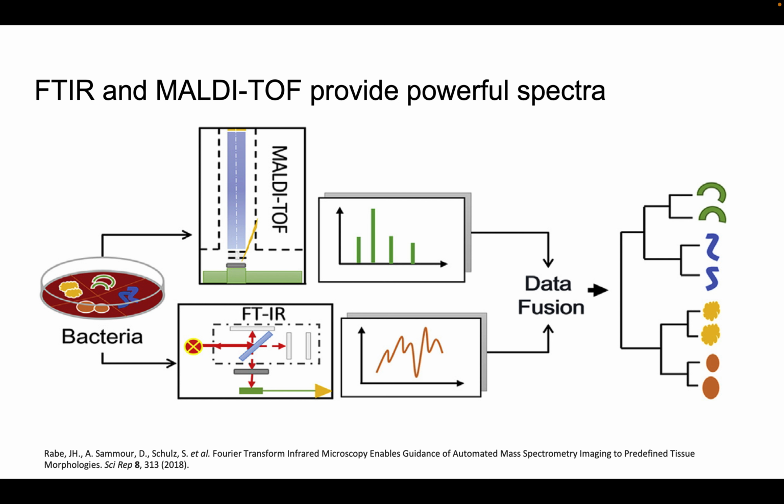And this has been used to be able to differentiate between very closely related species, as you can see here on the right. Even though species might be very similar, this combination is able to provide enough data to be able to differentiate between two very closely related species.